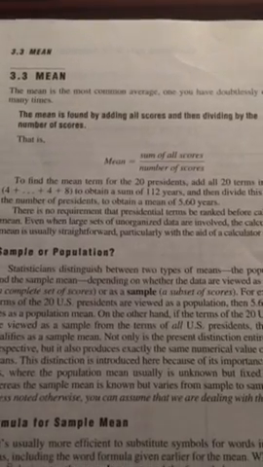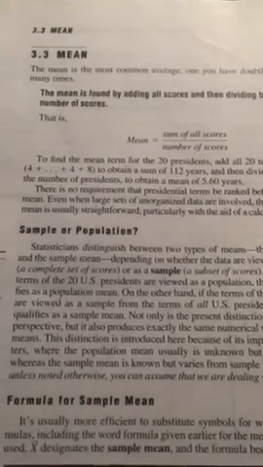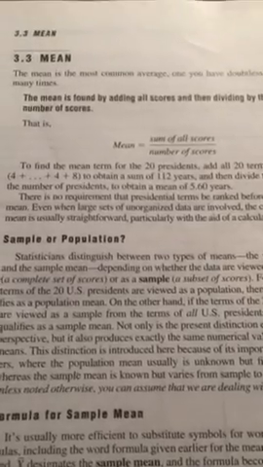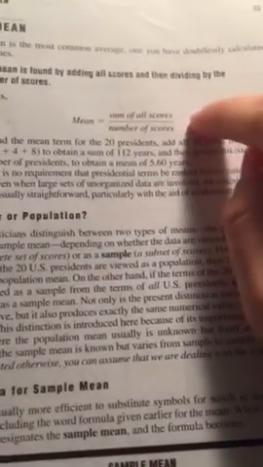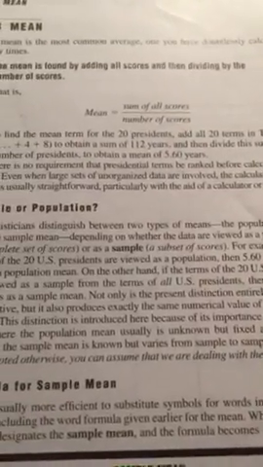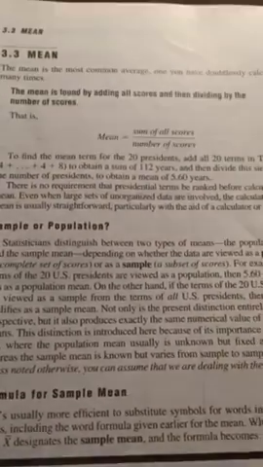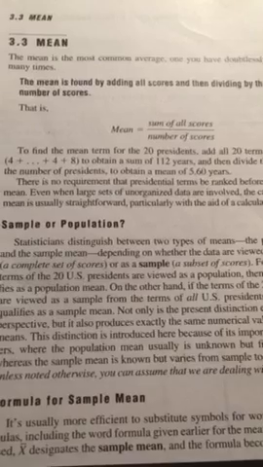So the mean is the most common average. It's found by adding all the scores together, then dividing by the number of scores: the sum of the scores over the number of scores. It does not always represent data correctly.